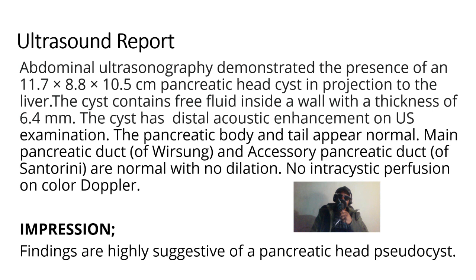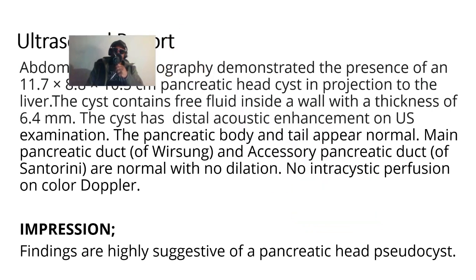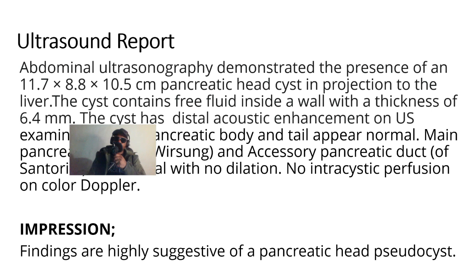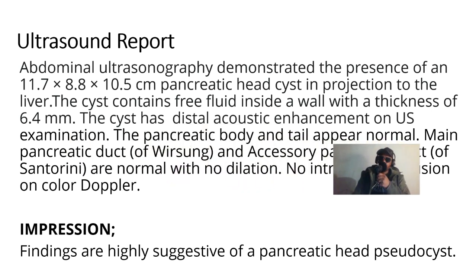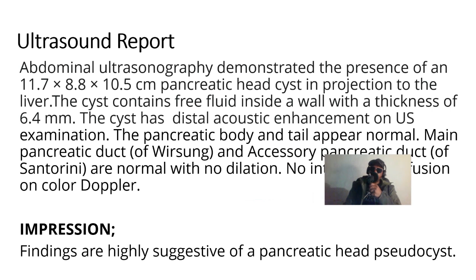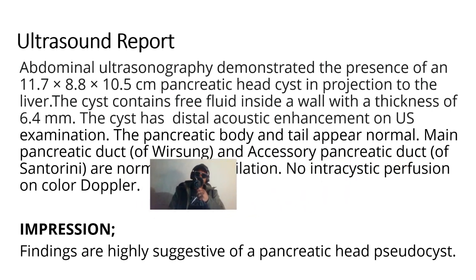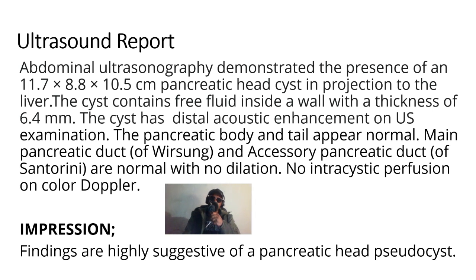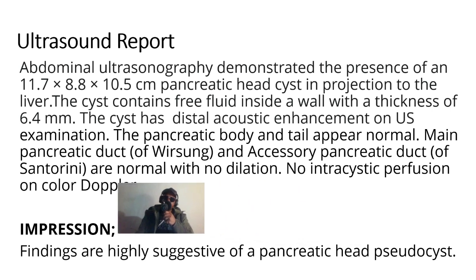Abdominal ultrasonography demonstrated the presence of an 11.7 by 8.8 by 10.5 centimeter pancreatic head cyst in projection to the liver. The cyst contains free fluid inside, with a wall thickness of 6.4 millimeters. The cyst shows distal acoustic enhancement on ultrasound examination. The pancreatic body and tail appear normal. The main pancreatic duct, the duct of Wirsung, and the accessory duct, the duct of Santorini, are normal with no focal dilatations. No intracystic perfusion was noted on color Doppler.